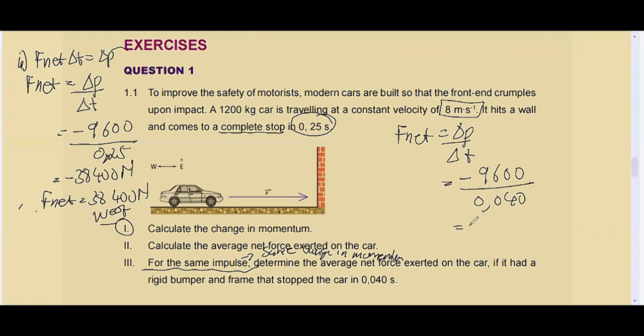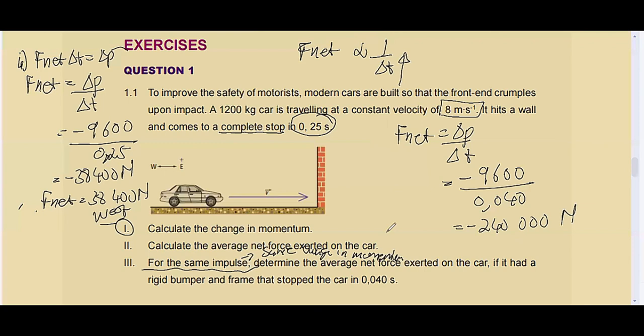Now when we punch all this, we get negative 240,000 newtons, right? Then that is to say, whenever we decrease our change in time, what happens to the net force? The net force increases because there is an inverse relationship between our delta time and our F net. So what we want with our crumple zones that we are building is to actually increase the change in time so that the net force exerted on the car is minimal, right? If the net force is minimal, then this reduces the risk of injuries, right?